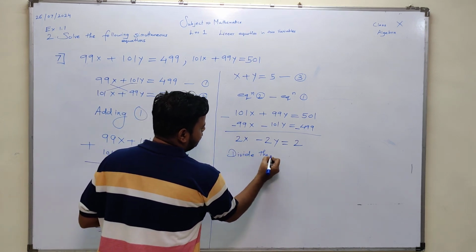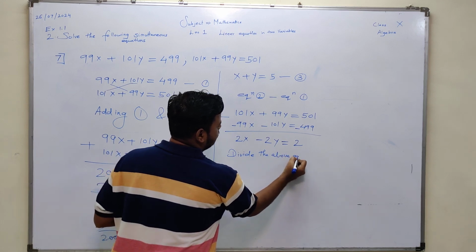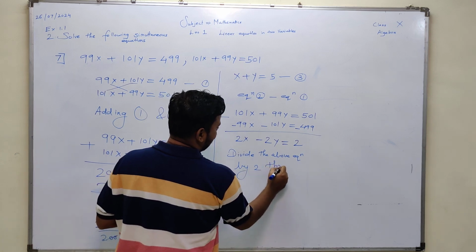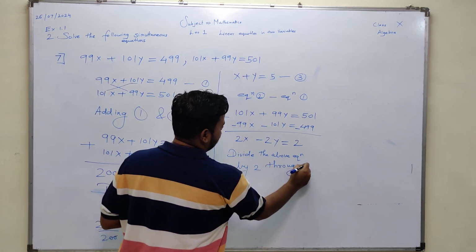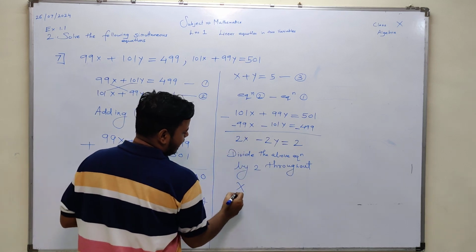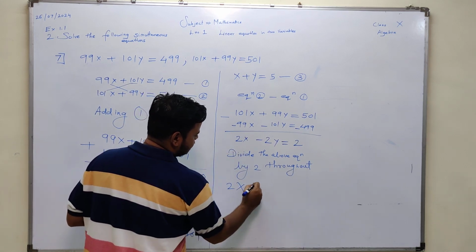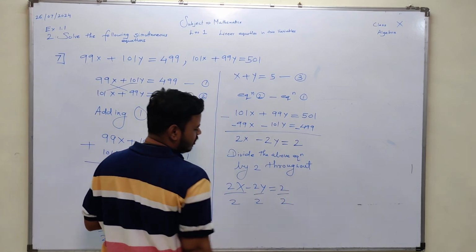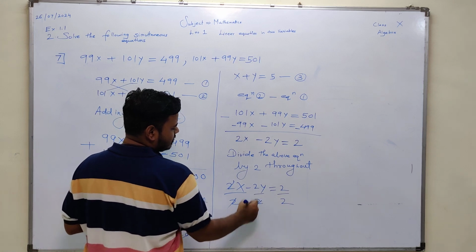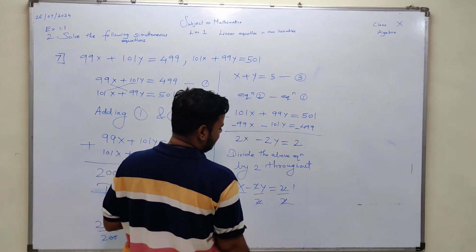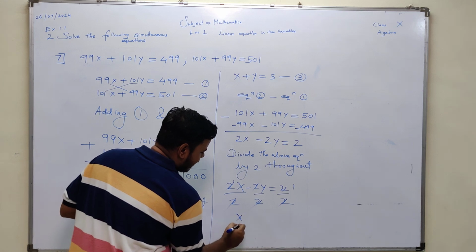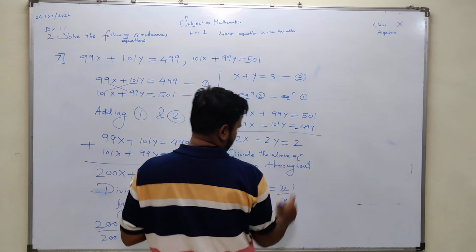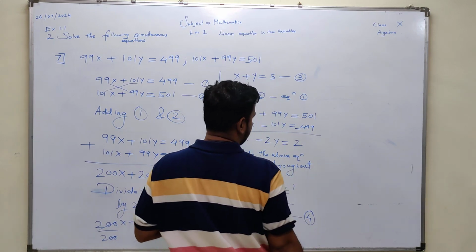Divide the above equation by 2 throughout. So you will get 2x minus 2y is equal to 2, divided by 2. Each and every term you have to divide by 2. 2 ones are 2, 2 ones are 2, 2 ones are 2. It will get cancelled. 2 ones are 2, only 1 will be remaining. So what do you get? x minus y is equal to 1. So this is your equation number 4.